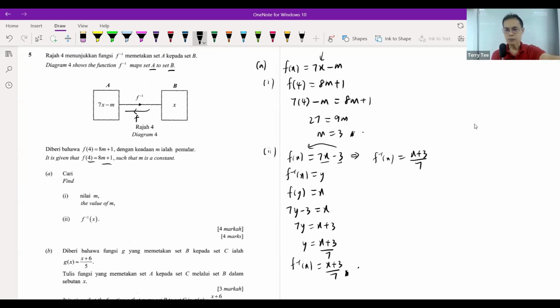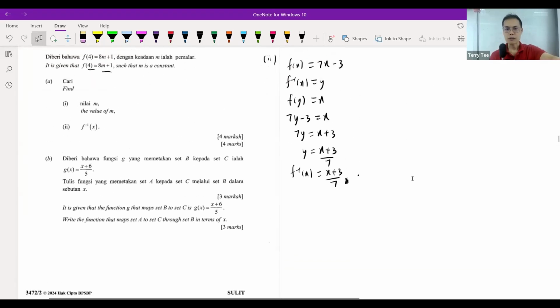However, you have to be mindful about the marks given. If they assign 1 mark, yes, you can just write this straight away. But if they give you 2 marks, please show your working. Yeah, this is the standard way of solving it.